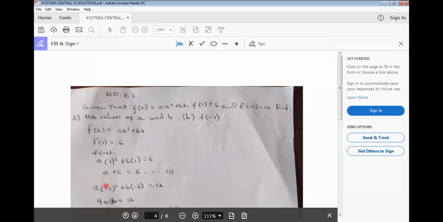Then we have a into negative 2 squared plus b into negative 2. That is the substitution for negative 2 as given for x is equal to 12. We end up having 4a minus 2b is equal to 12.